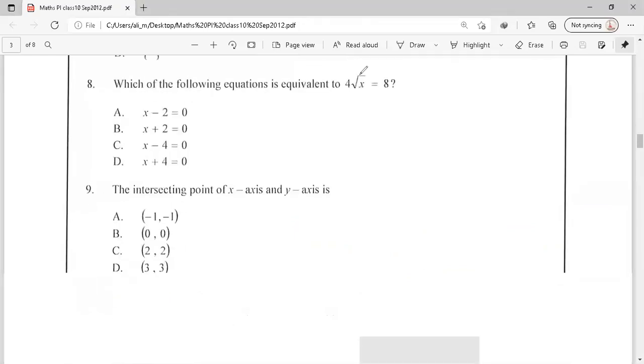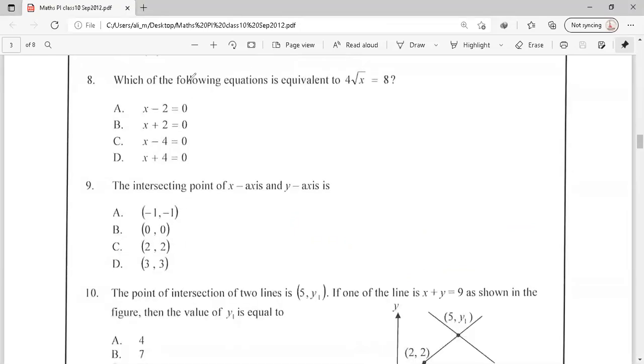Then we have question number 8, which of the following equations is equivalent to these options. So let's solve this equation: 4 square root of x is equal to 8. Squaring on both sides, we will get... before squaring on both sides, let's divide by 4 on the right side of the equation.